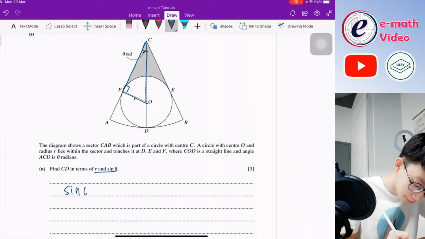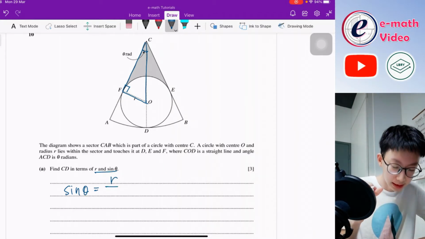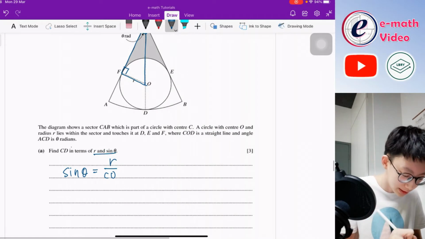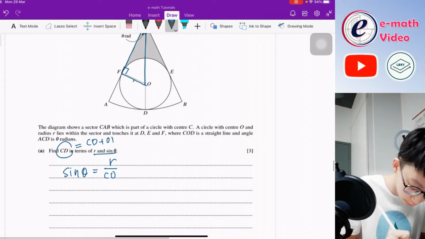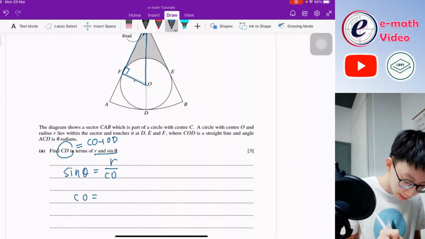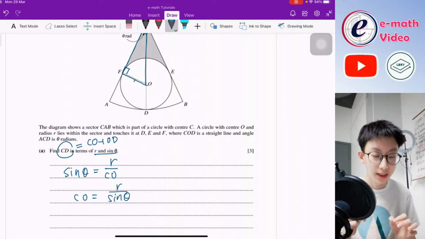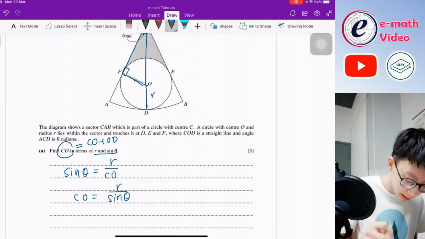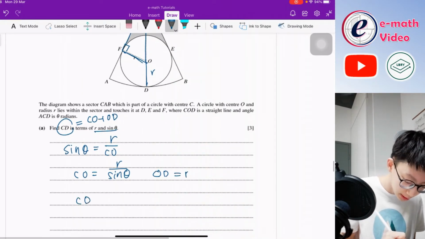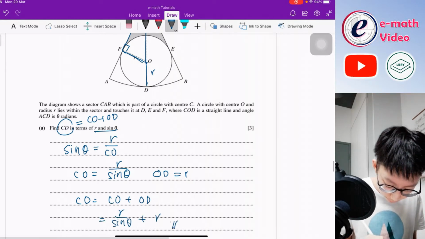Your sine theta will just be opposite over hypotenuse, which is R over CO. And you want to find CD. CD is obviously CO plus OD. Now you already got CO equals R over sine theta. And because it is a semicircle with center O, if this is R, this is also R. Therefore your OD equals R. Hence CD equals CO plus OD equals R over sine theta plus R. Finish.